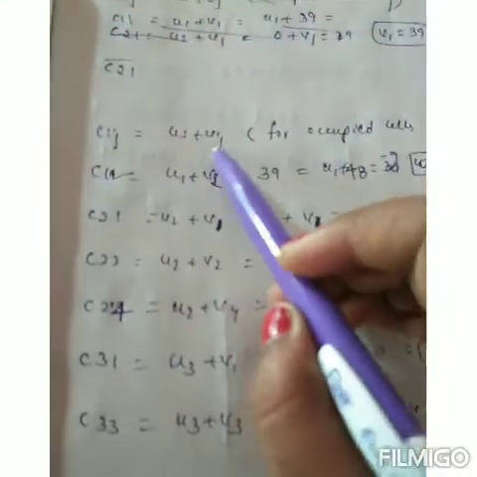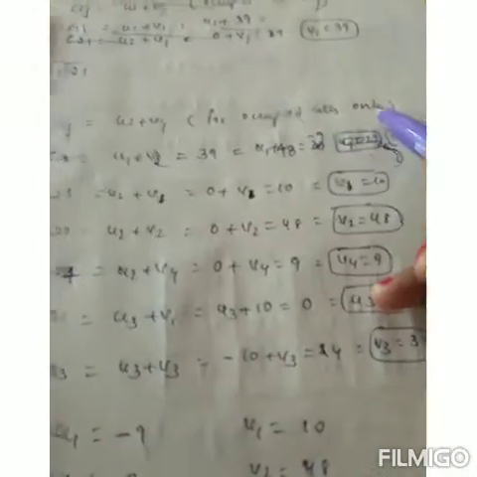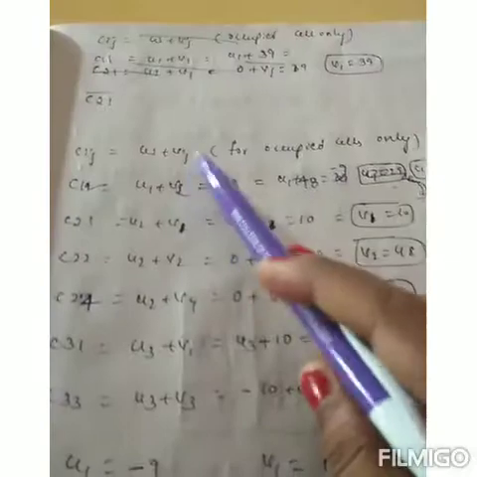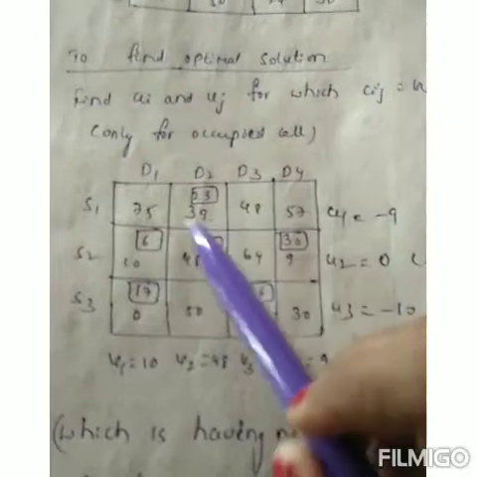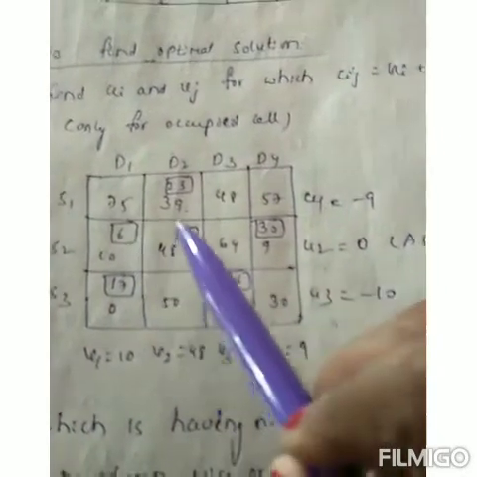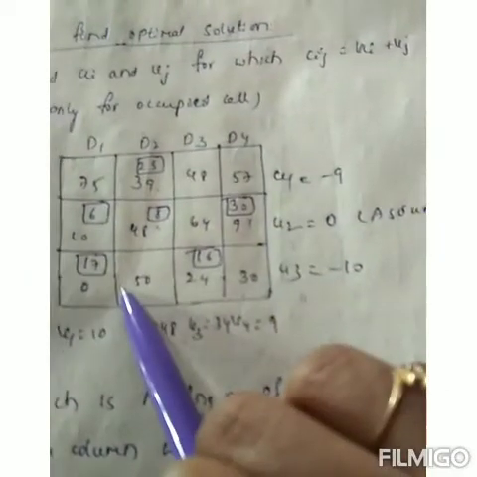Now, Cij is equal to Ui plus Vj, only for occupied cells. What are our occupied cells? C12, C21, C22, C24, C31, C33. Those are all the occupied cells.